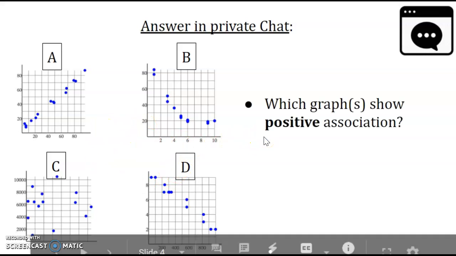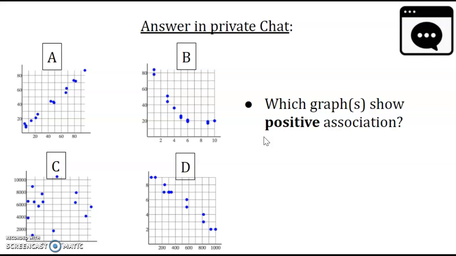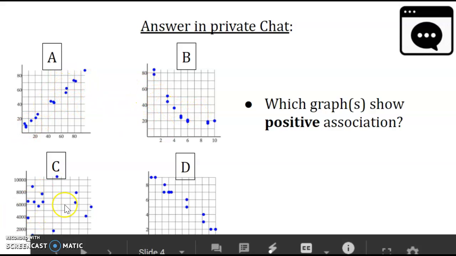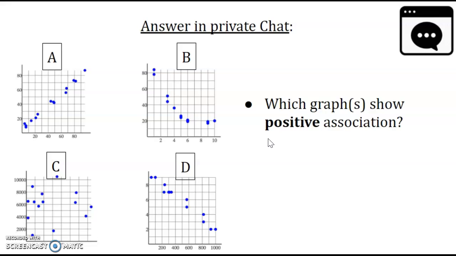Okay, and so in private chat, which graph shows positive association? Remember, positive association means it's increasing. The trend is increasing from left to right. So as you go from left to right, what do the data points do? Does it look like it is increasing, or is it decreasing? Okay, so positive is when it is increasing, negative is when it is decreasing, or when it looks like it has a negative slope. So which graph shows a positive association?